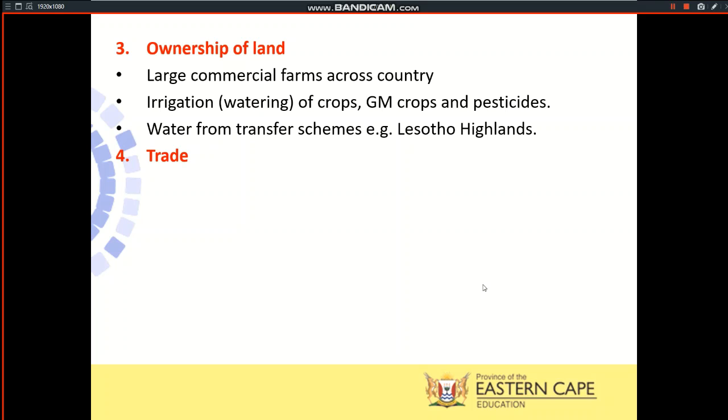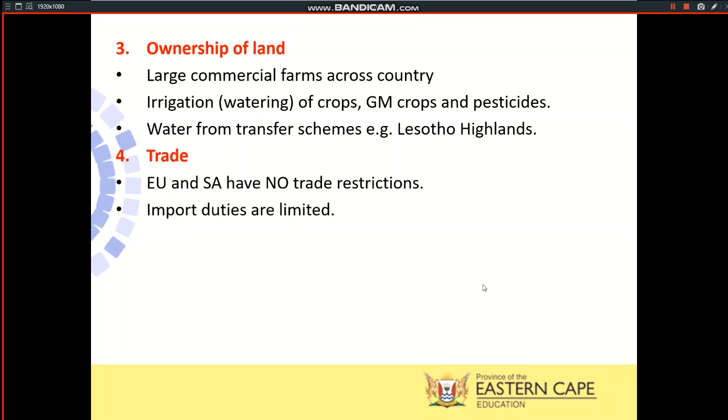Trade. The European Union and South Africa have no trade restrictions. Import duties are limited. The Northern Hemisphere relies on South African products in their winter, in other words, wool. And just to make learners aware, with wool, the largest producers are in the Southern Hemisphere, and the largest consumers of wool are in the Northern Hemisphere.